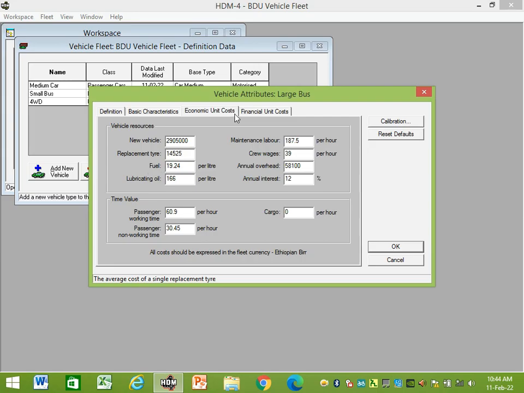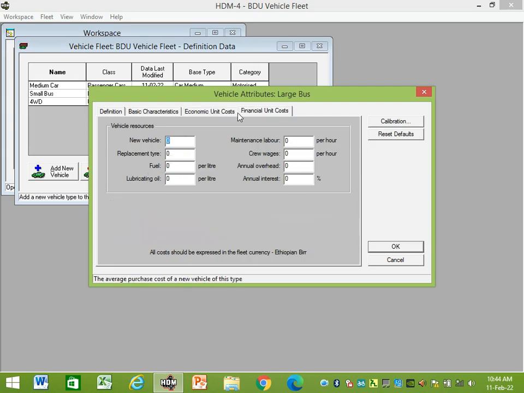Economic, financial, large bus: 3,500,000. Tire 17,500. Fuel financial 23.18. Lubricating oil 200.